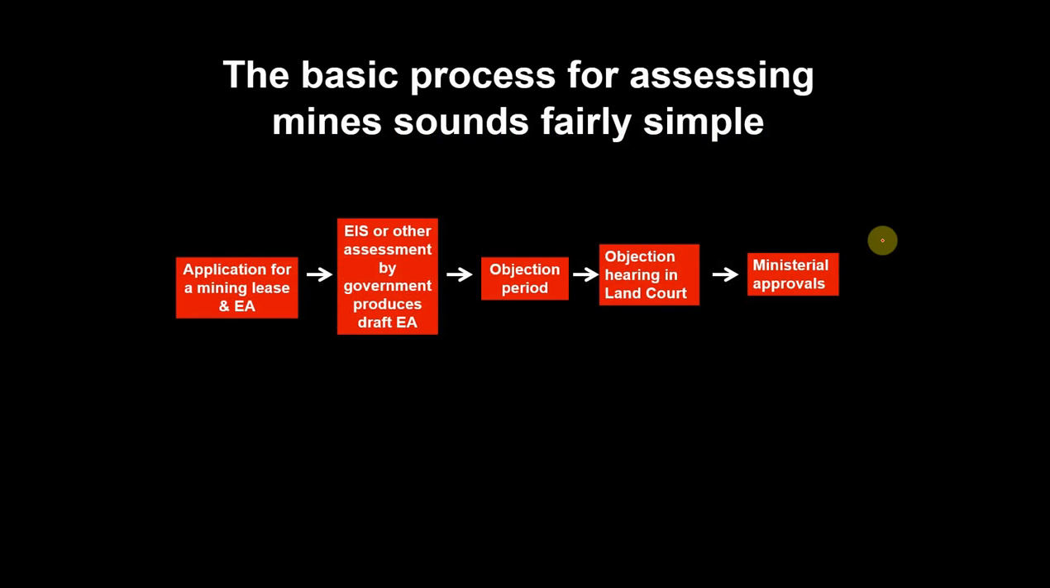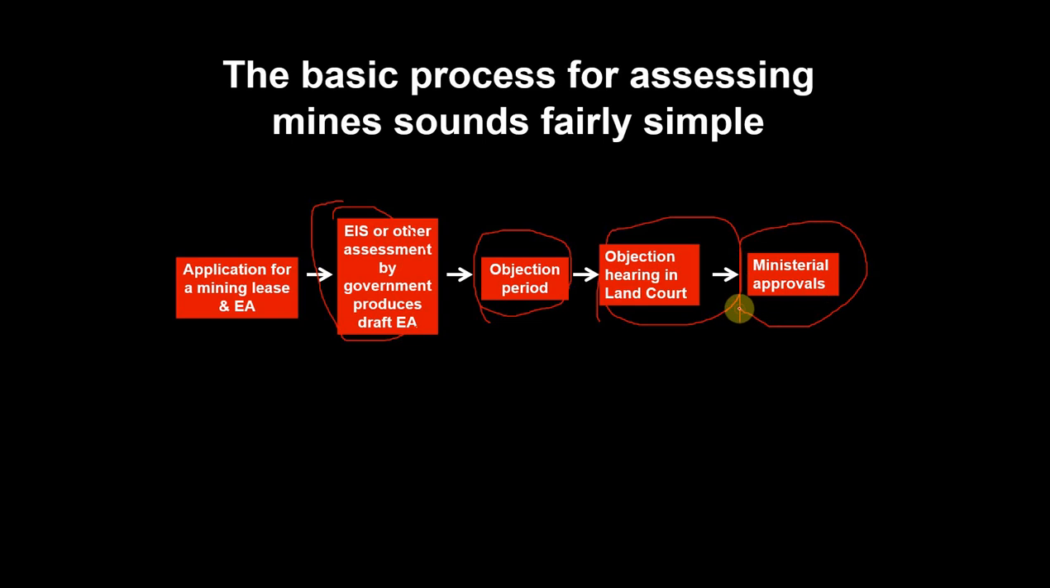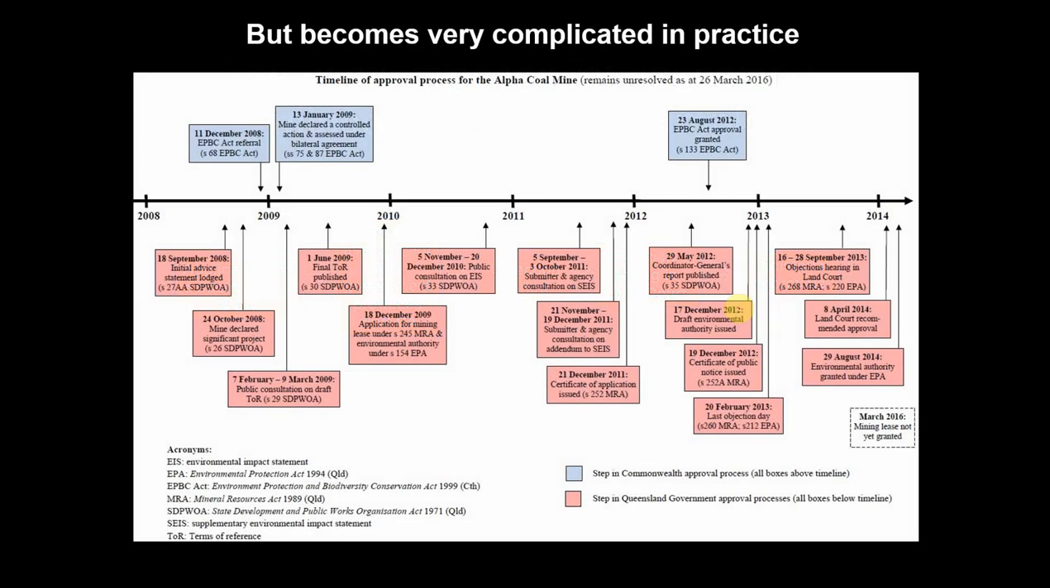And if you look at the basic flowchart for an application for a mine, it looks pretty simple. So the application for a mining lease and environmental authority, then if you apply also for a coordinated project, you do an EIS under the State Development Public Works Organisation Act as a second step. Then there's objections, both under the EIS process, but also under the Mining Legislation and Environmental Protection Act after the EIS is done. Then often, in a controversial project, there'll be an objection hearing in the Land Court, and then the Land Court makes a recommendation and it goes on for ministerial approval and approval by the Department of Environment and Science under the Environmental Protection Act. So that's broadly the process, and it looks simple, but the actual reality is really complex.